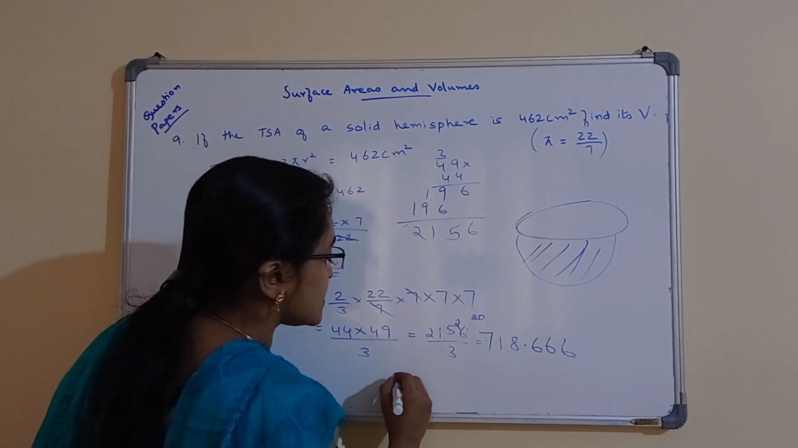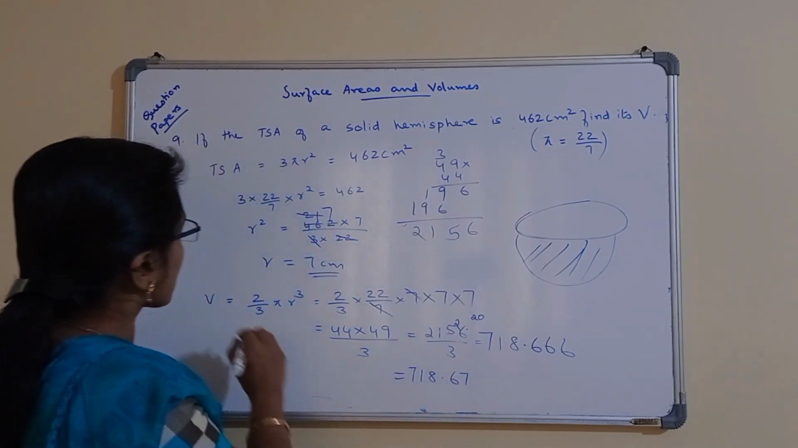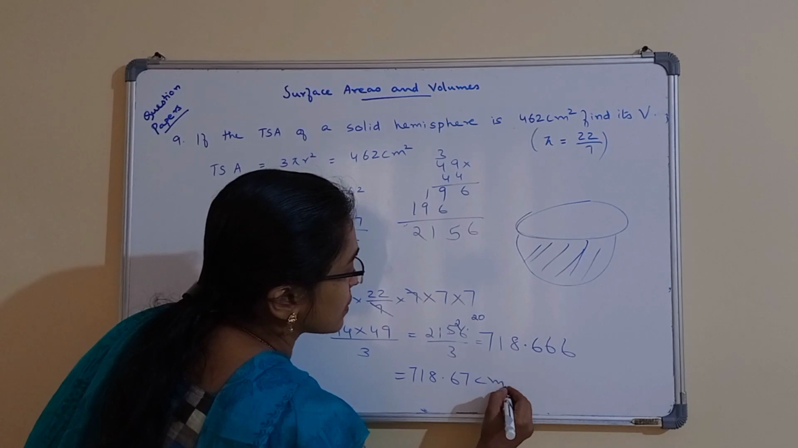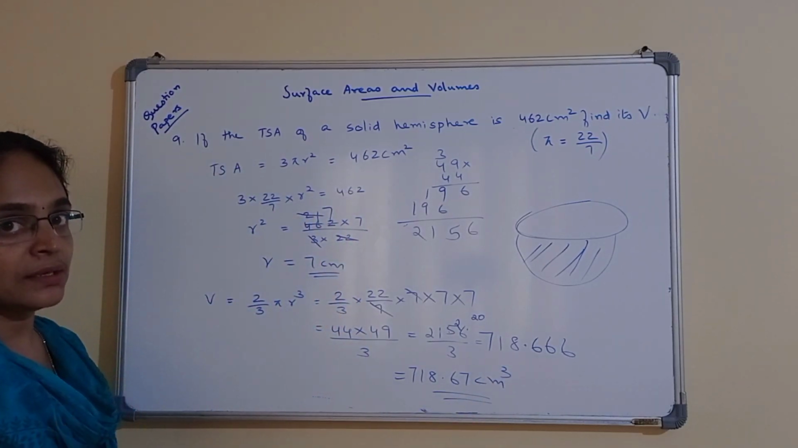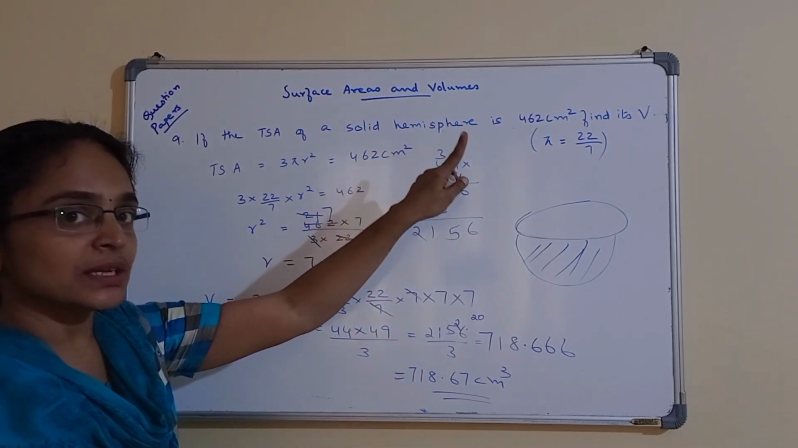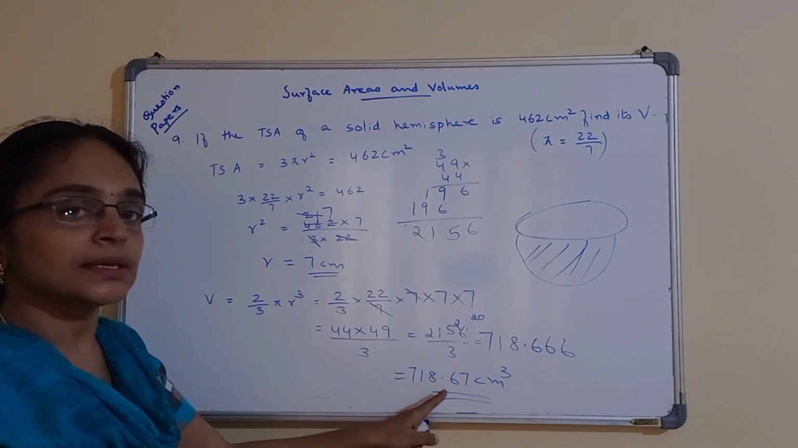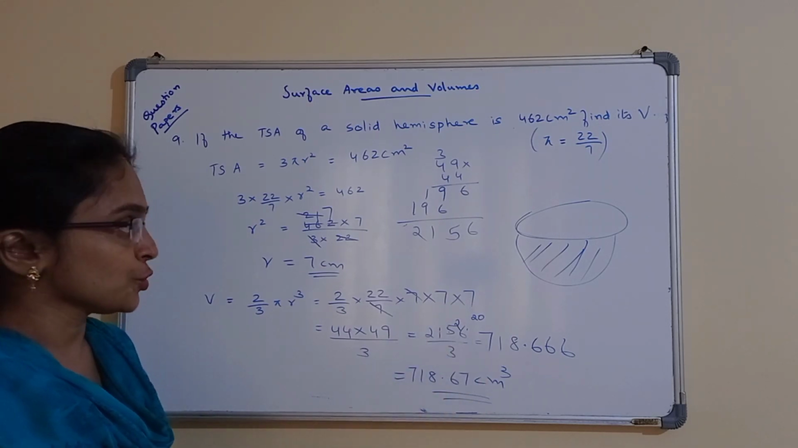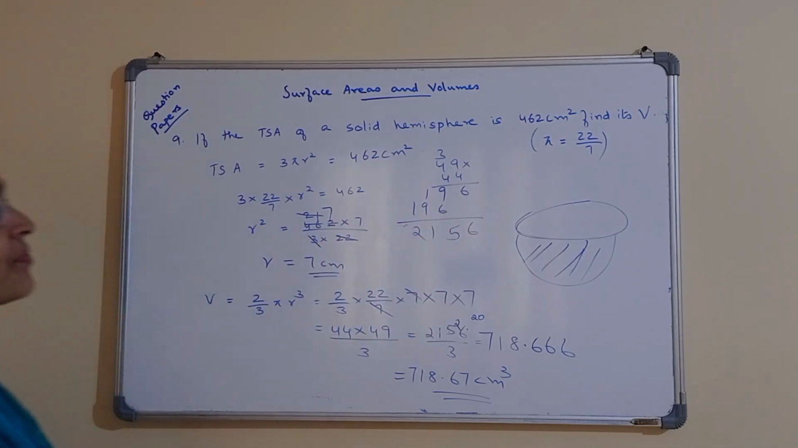So we can take this as 718.67. Volume unit is centimeter or meter cube. Here the unit is centimeter, so we can write centimeter cube. 718.67 centimeter cube is the volume of this hemisphere. Understood?